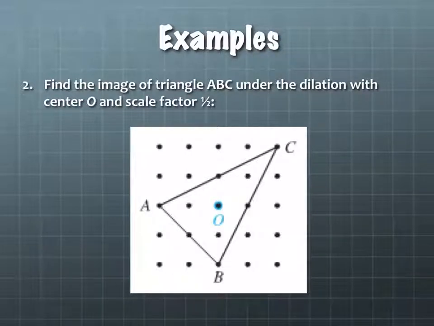All right, so let's take a look at example number 2. This says to find the image of triangle ABC under a dilation with center O and scale factor 1/2. So what can you tell me for sure, because center O is not on the object?